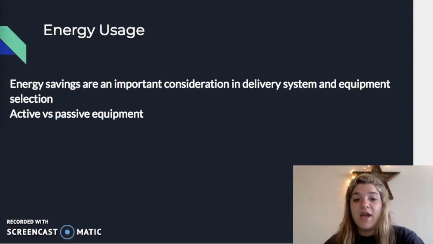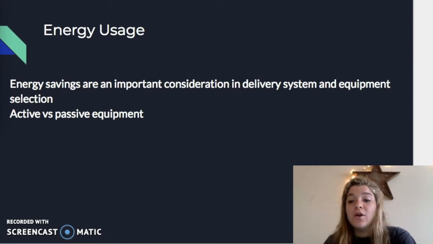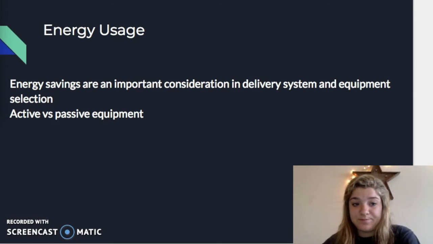Energy use. Energy savings are important in the delivery system and equipment section. Active and passive equipment. Systems that use a large number of pieces of electrically powered equipment are considered to be active equipment and are more costly to the operation than those of lower temperature, which we normally say is passive equipment. A few examples of passive equipment would be insulated trays or heated plates. Heated plates are essentially reheatable metal discs used to maintain the temperature of an individual portion of food that is heated on the plate.